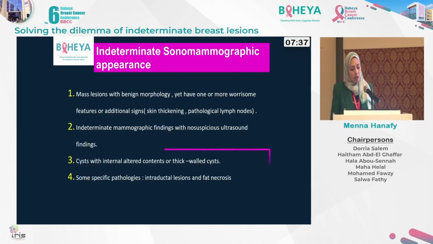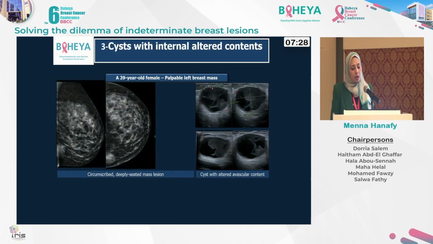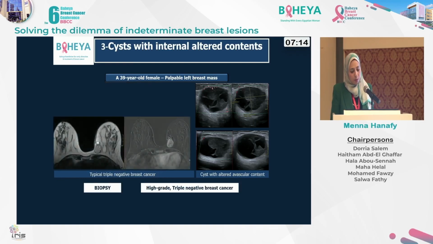Then, cyst with internal altered content or thick wall cyst. A 39-year-old female patient presented with a palpable left breast mass. Her mammography and ultrasound revealed a circumscribed deeply seated mass appearing as a cyst in ultrasound with altered avascular content. Biopsy was performed and it was high-grade triple-negative breast cancer. Her MRI showed the typical triple-negative breast cancer appearance of high T2 signal and rim enhancement.